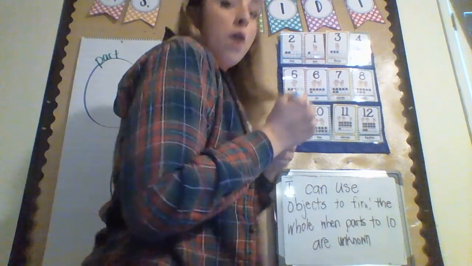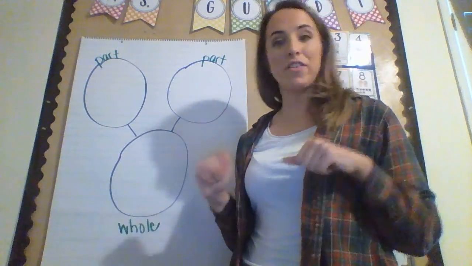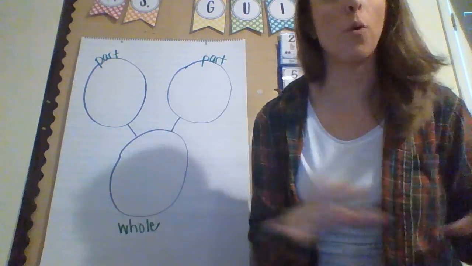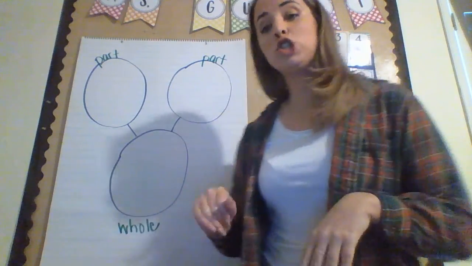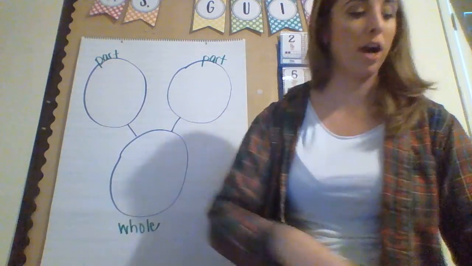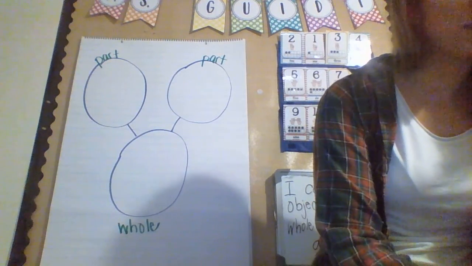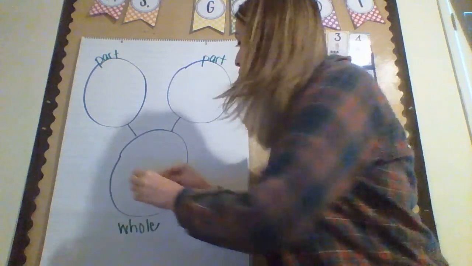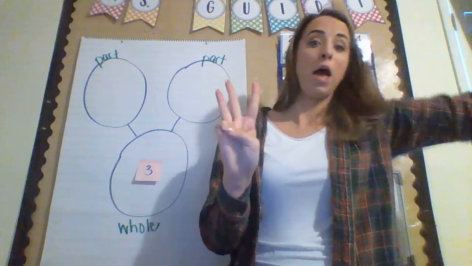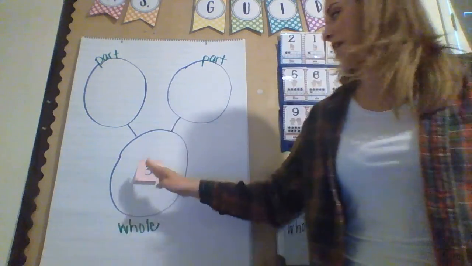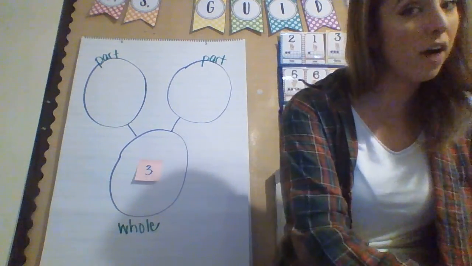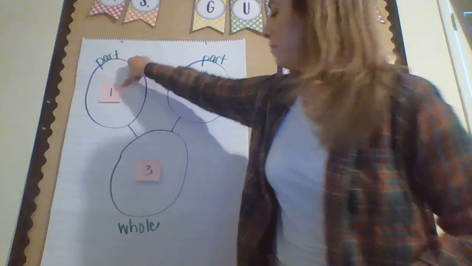All right, so for this part, we are going to only use our fingers. So get your fingers ready. Here we go. We're going to do something kind of easy, okay? We are going to know our whole, and we're going to know one of our parts. So we're going to start off somewhere a little bit easy. Our whole is going to be 3. So that means I need to see 3 fingers. Put up 3 fingers, okay? This is going to be our whole. We know one of our parts. One of our parts is 1, okay?